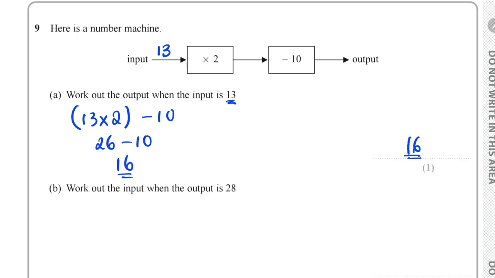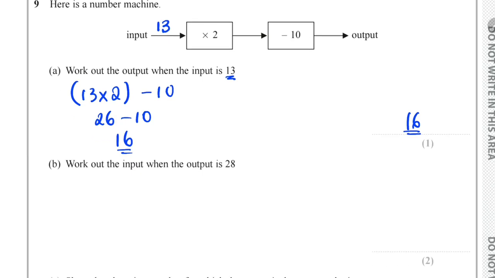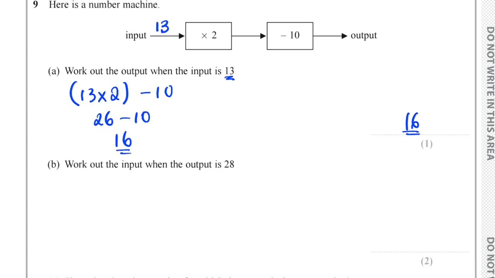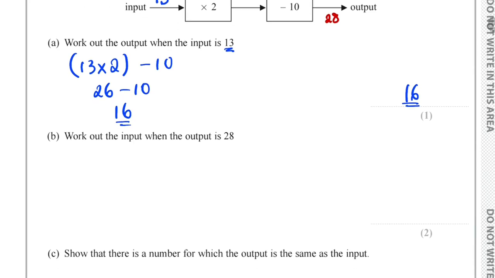So it has to do with order of operation actually. Then the next question says, work out the input when the output is 28. Now, you see, what you're going to do here is actually to reverse the process, right? To reverse the process. So in this case, we are told that the output is 28. So we're going to move to get the input, right? So this is what you're going to do. Just like I said, you reverse the process.